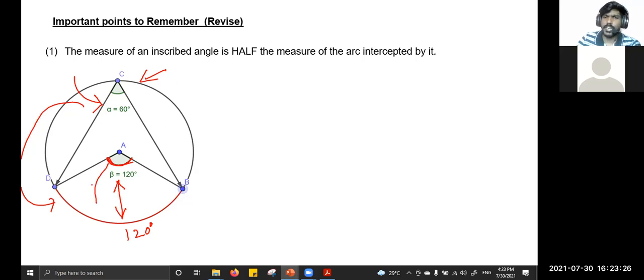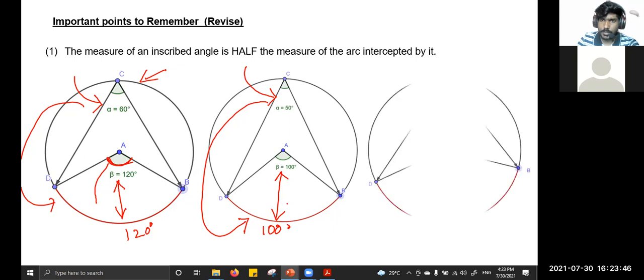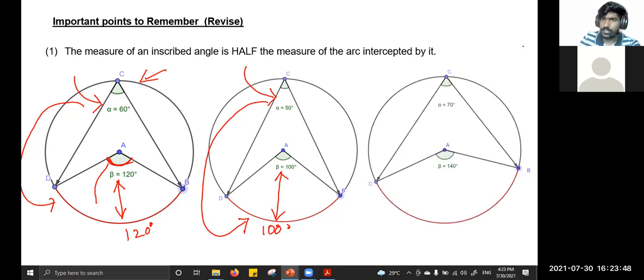Same example, but different measurements. The inscribed angle is 50. So if the inscribed angle is 50, the intercepted arc should be 100. And the measure of the intercepted arc and the central angle is the same. Right? Same thing, but different measurements. Even in the last one, same thing, but a different measurement.